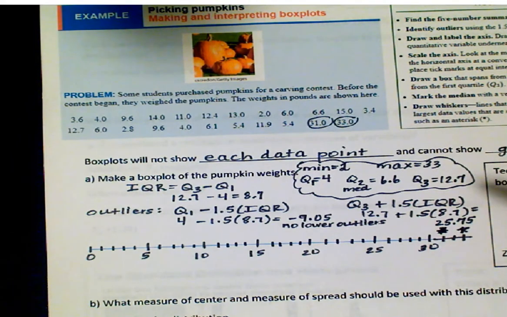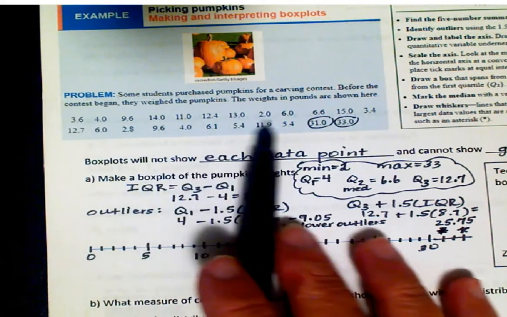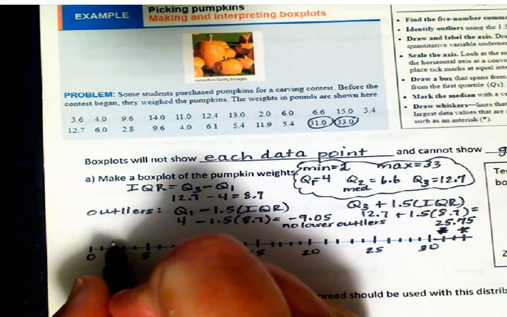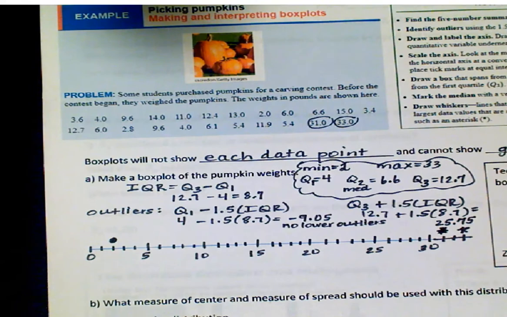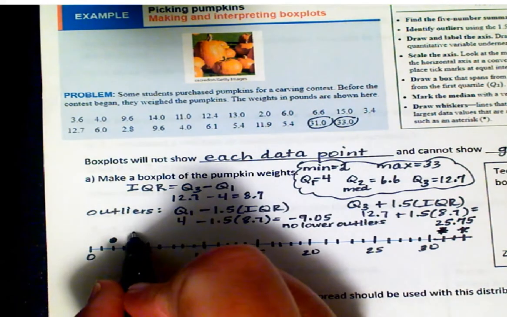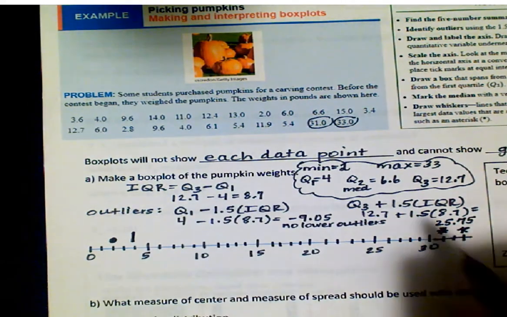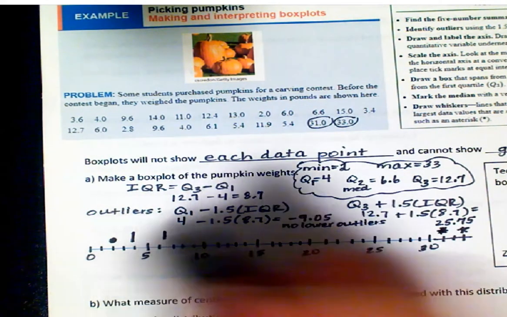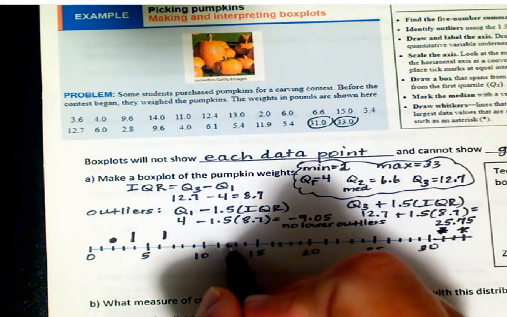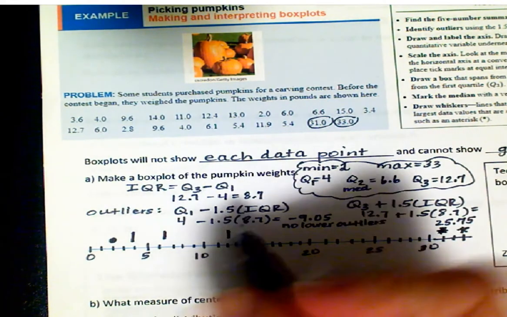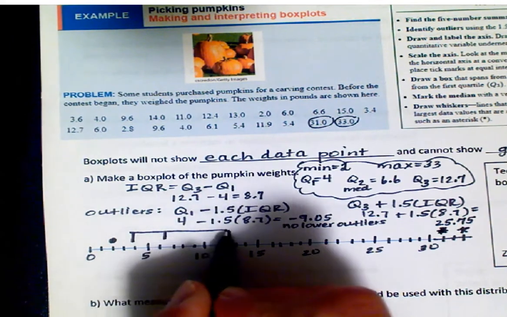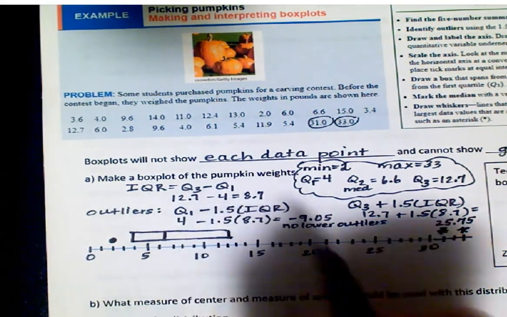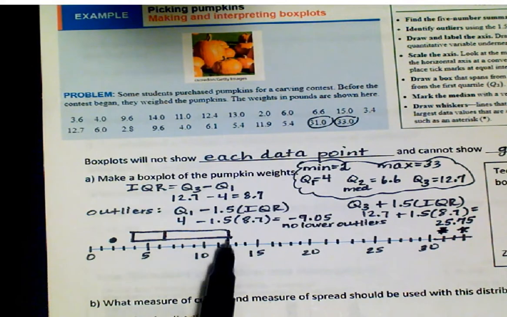So our least value, what is the smallest value? It is 2, okay? So our smallest value is 2. Q1 is 4. That's the lower part of the box. Q2, or the median, is 6.6. That's the middle. And then 12.7 would be the upper part. Okay, so there's Q1, there's the median, there's Q3.